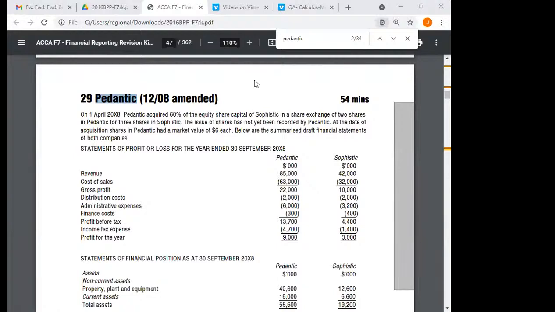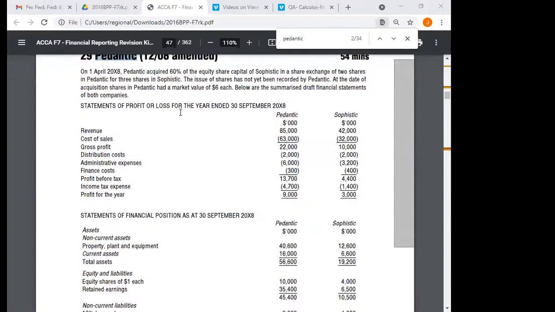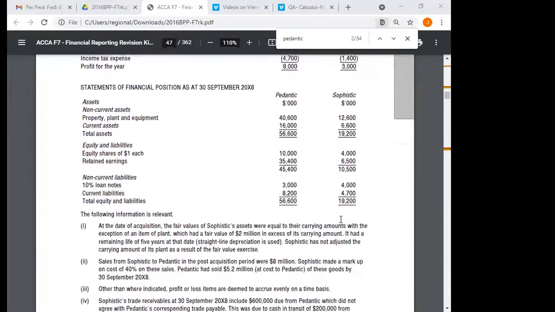Now, they say on 1st April 2018, Pedantic acquired 60% of the equity share capital of Sophistic in a share exchange of 2 shares in Pedantic for 3 shares in Sophistic. The issue of shares has not yet been recorded by Pedantic. At the date of acquisition, shares in Pedantic had a market value of $6. Below are the summarized draft financial statements of both companies. Statements of P&L, Pedantic, Sophistic. Statement of financial position, Pedantic, Sophistic.